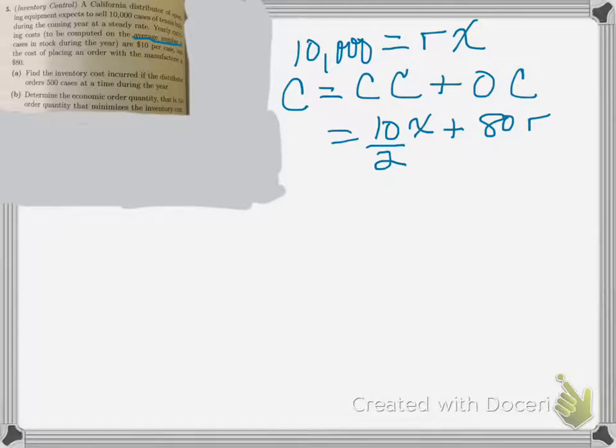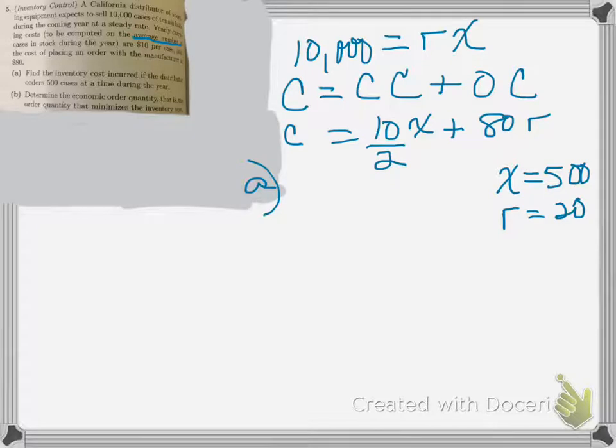So plus 80 times the number of orders placed. A, find the inventory cost incurred if the distributor orders 500 cases at a time during the year. Okay, that's not an optimization problem. So for A, they're telling you that you're going to be ordering 500 cases. So that means that your X equals 500. So if your X equals 500, can you figure out what your R is? So doing the math, you should be getting R equals 20. So 20 times 500 gives me the 10,000 I need to have in-house to sell for the year.